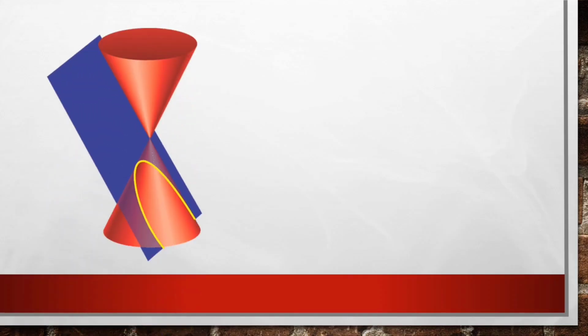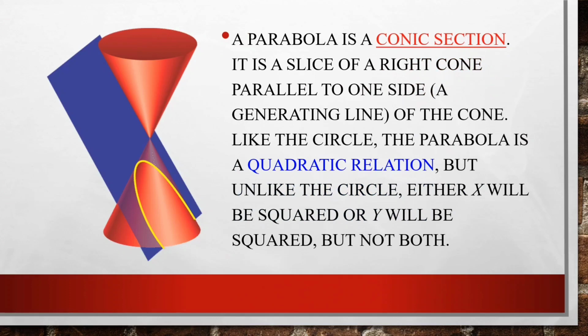A parabola is a conic section. It is a slice of a right cone parallel to one side, a generating line. Like the circle, the parabola is a quadratic relation, but unlike the circle, either x will be squared or y will be squared, but not both. A parabola is defined as a set, locus of points that are equidistant from both the directrix, a fixed straight line, and the focus, which is a fixed point.